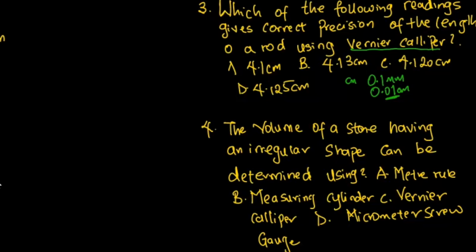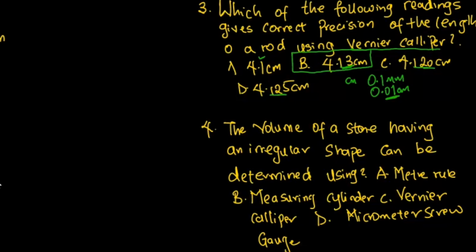Option A has just 1 decimal place, but option B has 2 decimal places. Option C has 3 decimal places. Option D rather has 3 decimal places. So the answer to question 3 is B with 2 decimal places. So recall your degree of accuracy for all your measuring instruments.